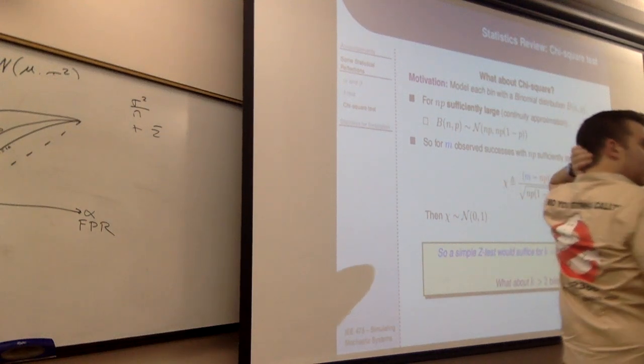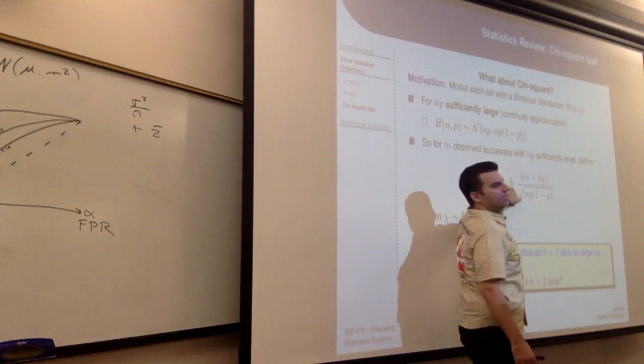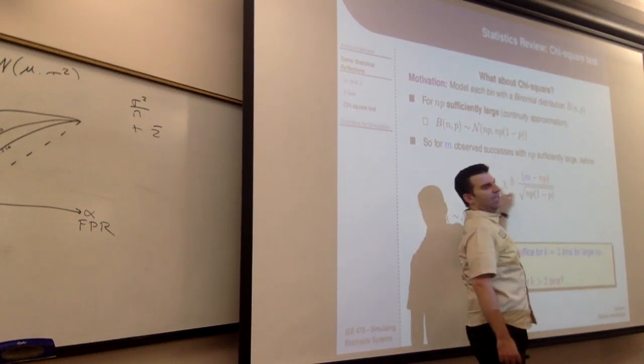Question? Yeah, you said the little triangle right there means just approximation. Oh, sorry, the triangle means defined. So this is equal by definition. I just called it that. It's like a name.